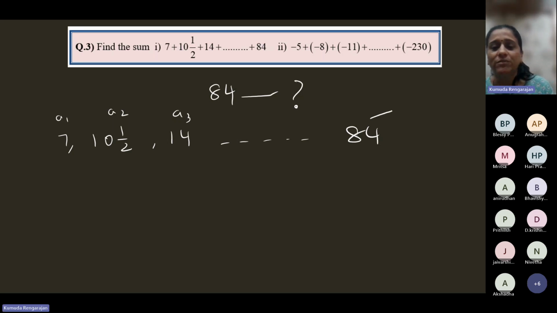If 84 says that I'm in, for example, the 25th position, that means there are 25 terms in this AP. The last term of the AP will tell you how many terms are there in the AP: the position of the last term. Like 7 is in the first position, 10 and a half is in the second position, 14 is in the third position. So you should find out in which position 84 is. If 84 is in the 25th position, that means there are 25 terms. So n is 25.